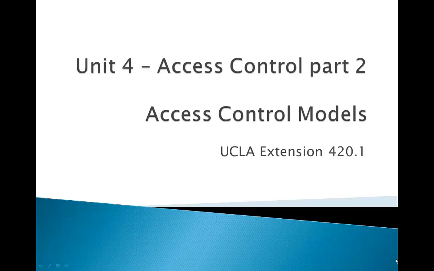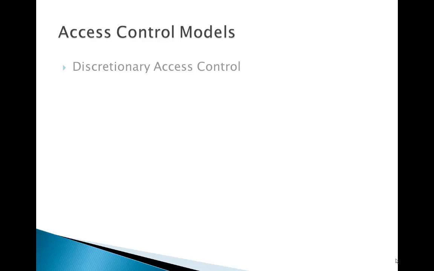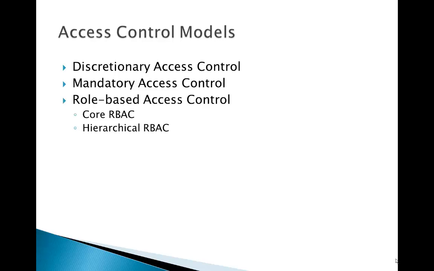Unit 4, Part 2, Access Control Models. Access control models consist of discretionary access control, mandatory access control, and role-based access control as described in the book. Role-based access control may be defined as core RBAC, which is basically you define a bunch of roles and the membership of a user in a role determines what access they have, versus hierarchical, where you attempt to model the hierarchy of the organization or the hierarchy of roles within the access control model itself.